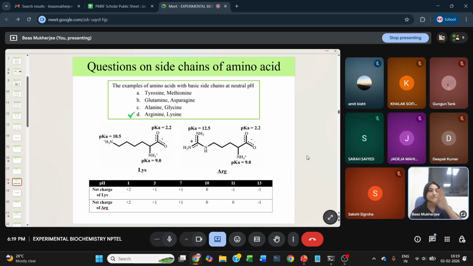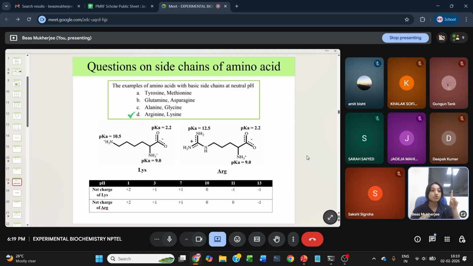So the net charge becomes -1. Now if you increase the pH even more, net charge is still -1. Right? Now from here, how do you get the PI? That is the isoelectric point. What is the isoelectric point? It is the pH at which this amino acid is going to have net neutral charge.